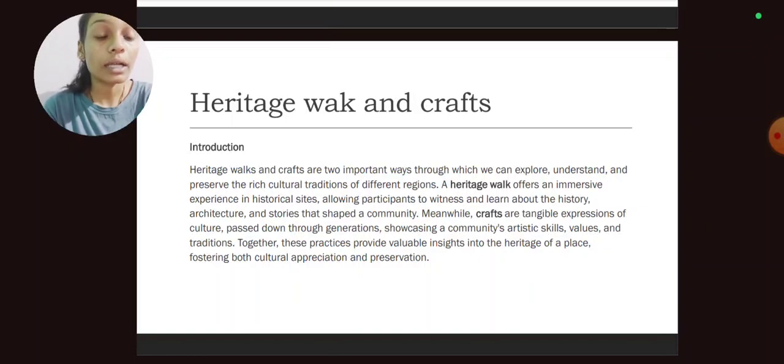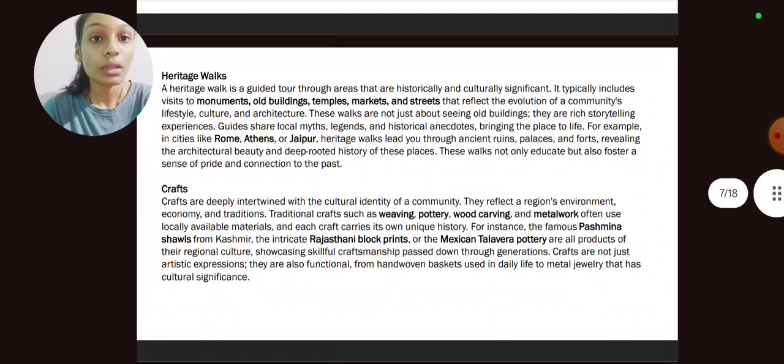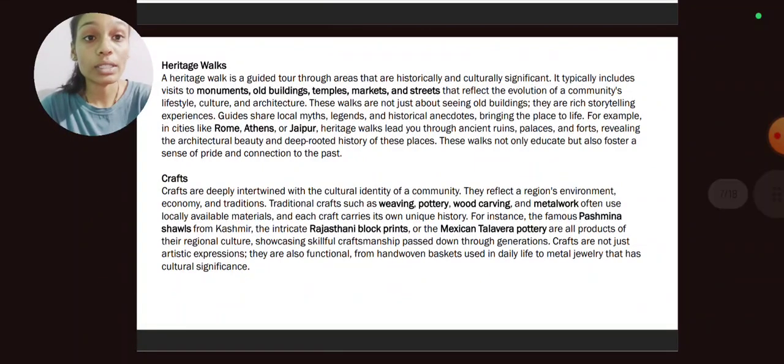Meanwhile, crafts are tangible expressions of culture passed down through generations, showcasing a community's artistic skills, values, and traditions. Together, these practices provide valuable insights into the heritage of a place, promoting both cultural appreciation and preservation. A heritage walk is a guided tour through areas that are historically and culturally significant.